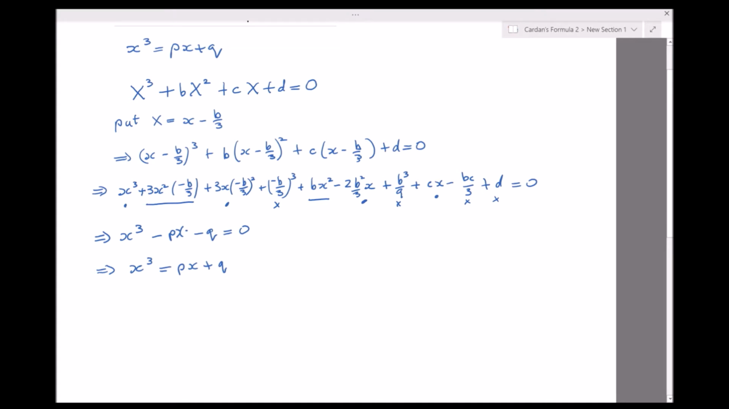So if I can find a solution to this last equation, all I've got to do is add b over 3, and I get back to x. So if I start with that equation, I know what b is, I solve this one, I add b over 3, I get back to my solution. So that's the first part of our problem done.